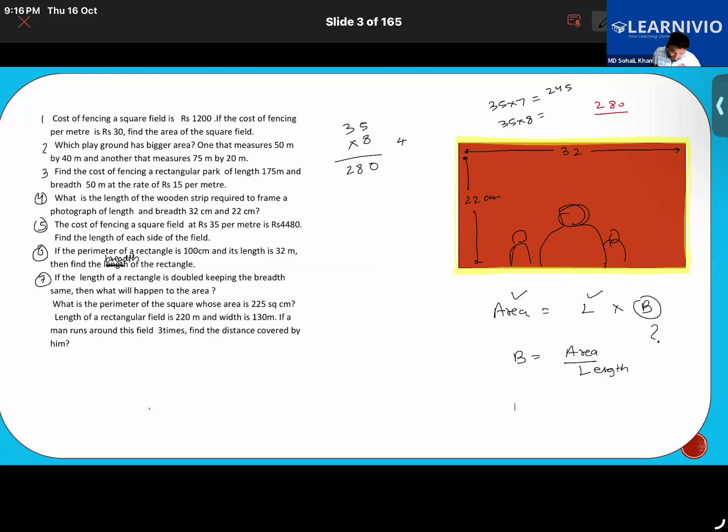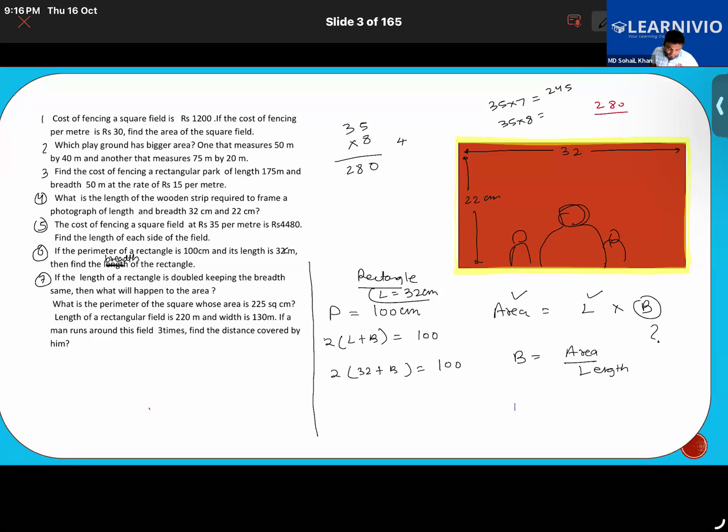Here basically what the question says is that perimeter is given. So perimeter of rectangle is given as 100 centimeter. What is the perimeter formula for rectangle? Twice of L plus B, 2 multiplied by L plus B. So that is given as 100. One more thing was given: length. Length was given as 32 meter. One second. Take it as 32 centimeter. So we can put the value of length here now. 2 times 32 plus breadth equals 100.